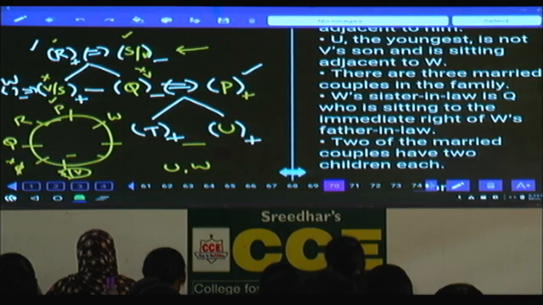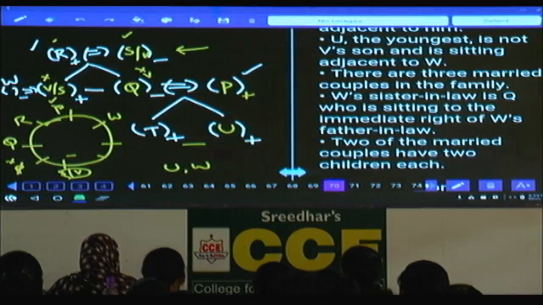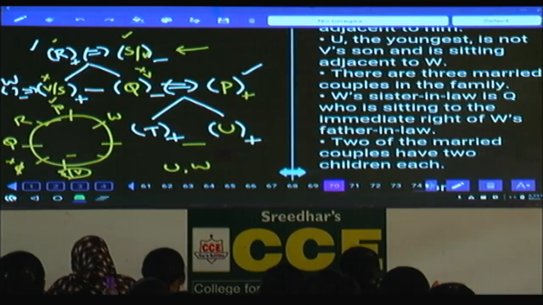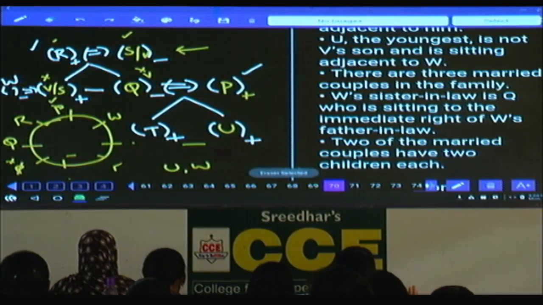If you take P at this place, who is the person opposite? V is the person opposite. V cannot be opposite. P cannot be here. Hence, P must be here. If P is here, R is here, that is also not possible. There is no possibility for this P at all. Clear? As there is no possibility for this P, hence V cannot be at this place, W cannot be at this place.